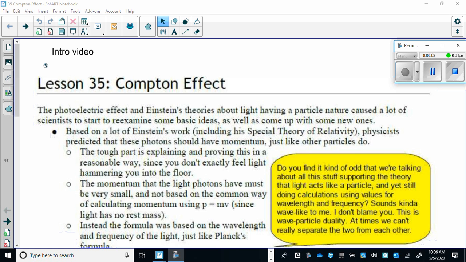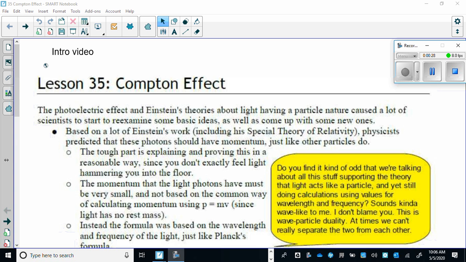The Compton effect. Based on the photoelectric effect, scientists started to ask questions, and you may have the same questions as to where the energy is coming from. So you're shining light on a metal in the photoelectric effect, and these electrons all of a sudden have kinetic energy. And if these electrons have kinetic energy, they have velocity, they have mass, and therefore they have momentum.